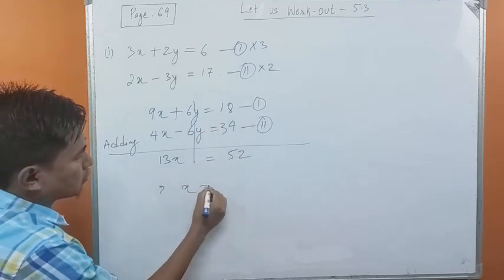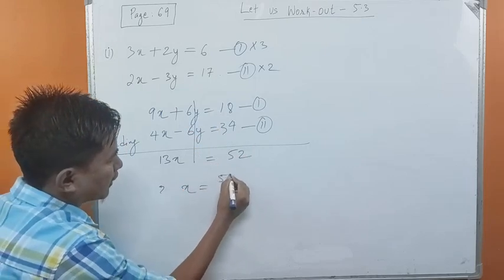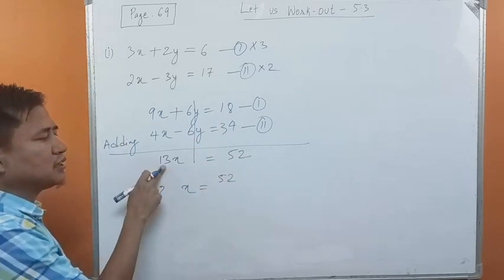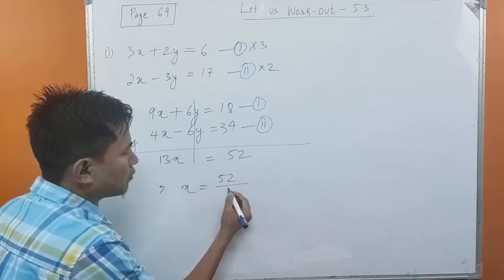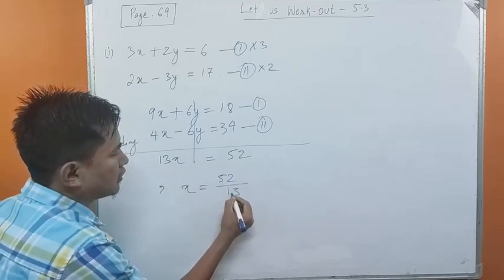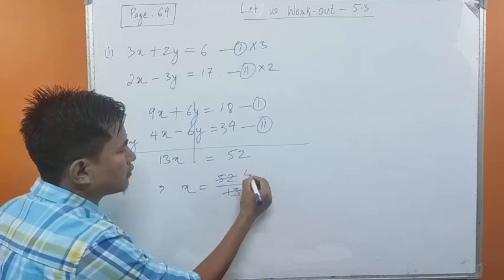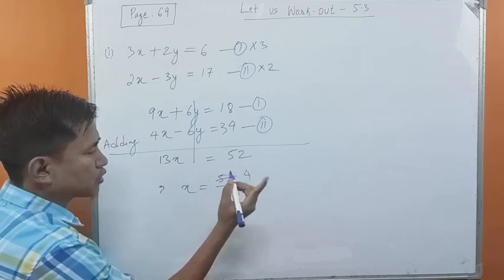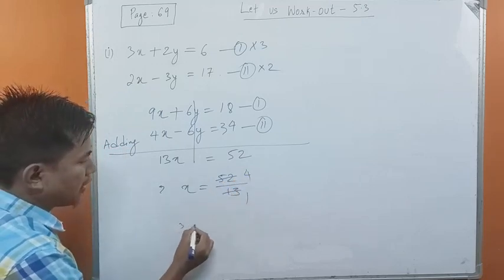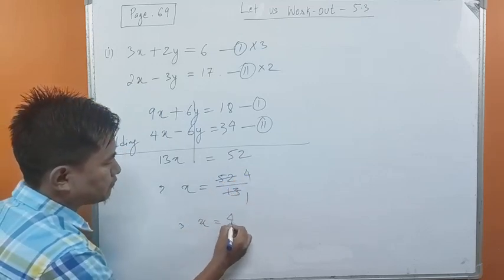Or 13x equals 52 in the right hand side. Now let us take this 13 to the right hand side by cross multiplication. So this 13 goes to the denominator of the right hand side. 13 ones are 13, 13 fours are 52, isn't it? So we found x equals 4.